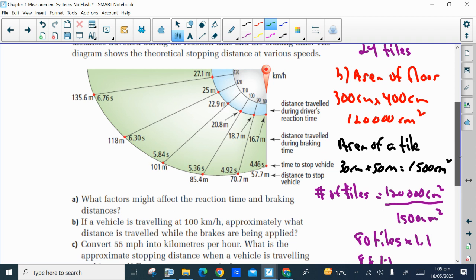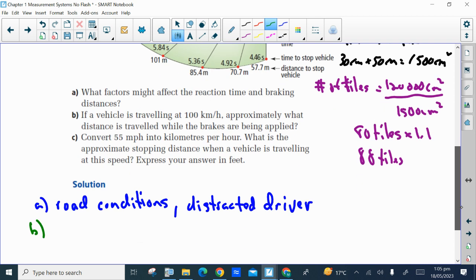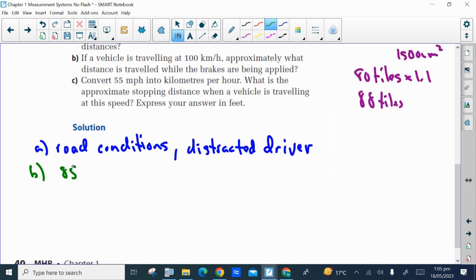Part B, what is the distance traveled while the brakes are being applied? So that'll be the difference between 85.4 and 20.8. That's what we need to do for part B. The difference between 85.4 meters and 20.8 meters, which is 64.6 meters.